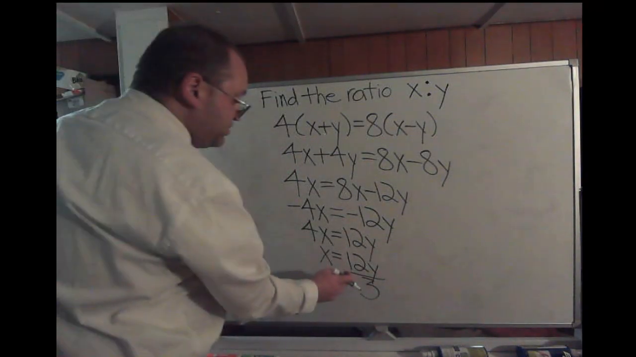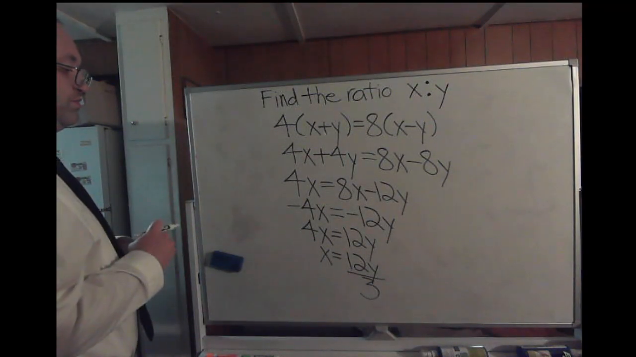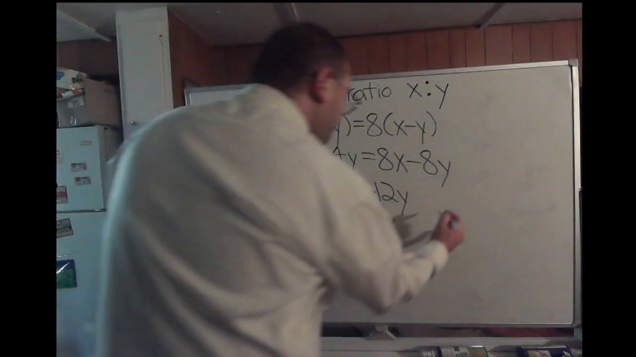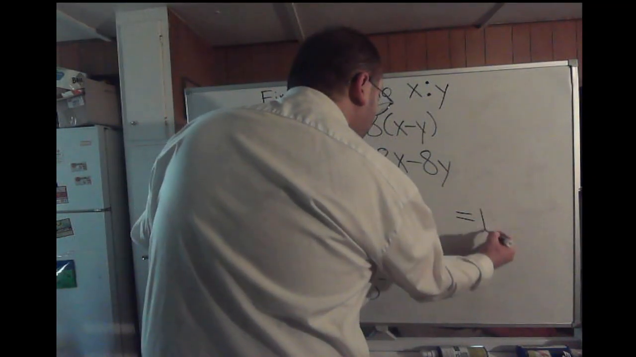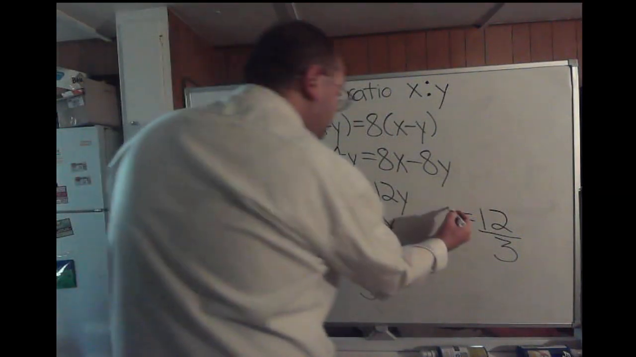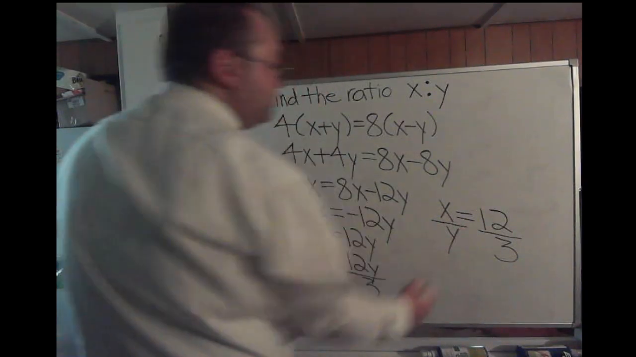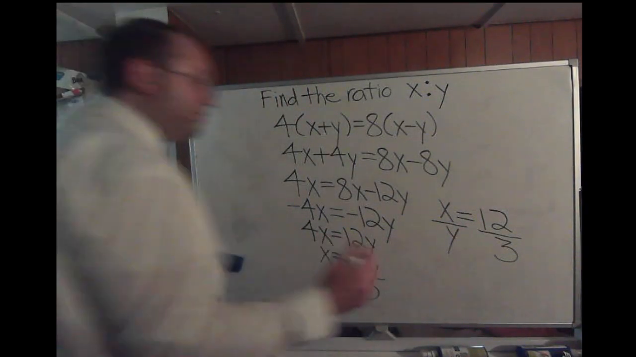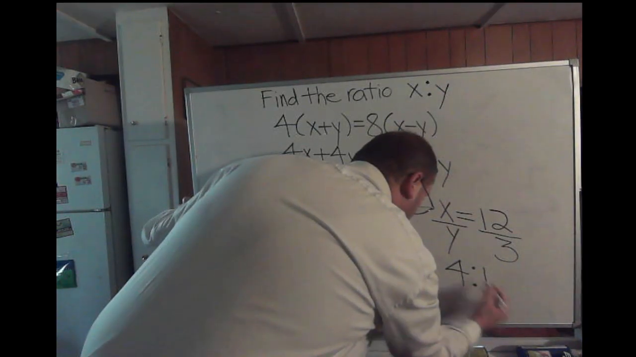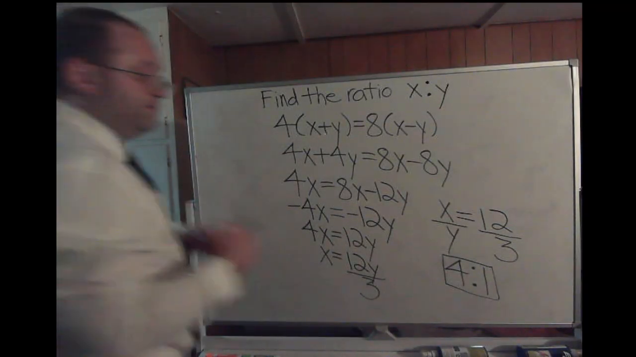Well, we have x equals 12y over 3. We want to, of course, divide the right side by y. If you do that, you'll just end up having 12 over 3. But you divide the left side of x by y, you get x over y. So you got x to y is equal to 12 to 3. 12 to 3, that reduces to 4 to 1. So the ratio is really 4 to 1. That would be your ratio, 4 to 1.